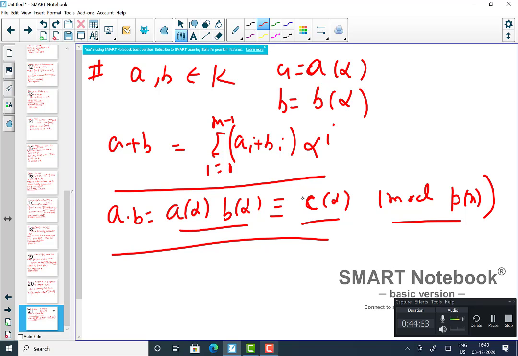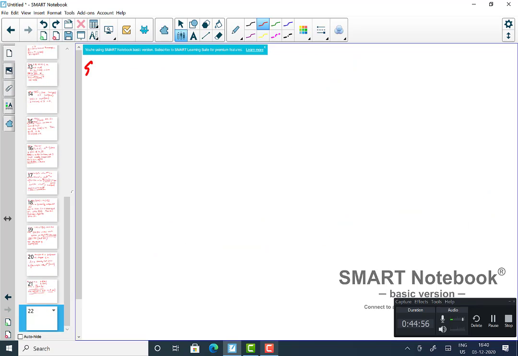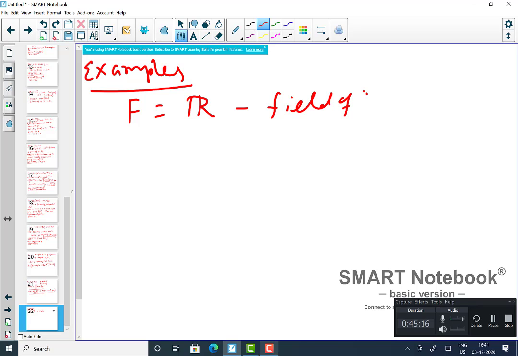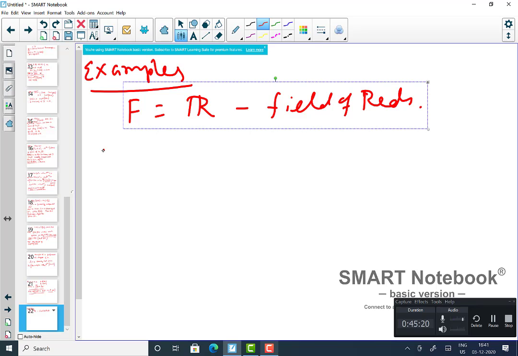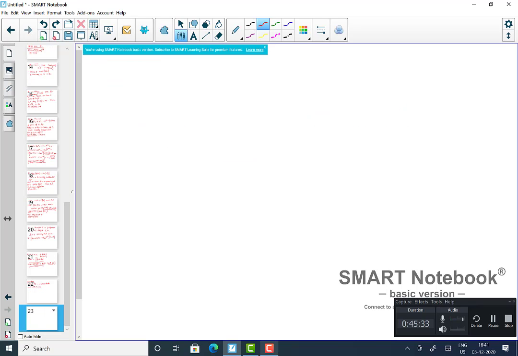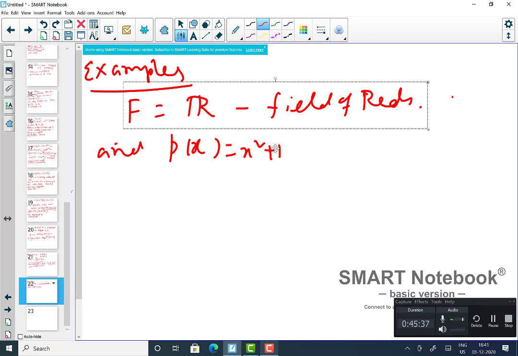Okay, so now let me give an example that is very essential: how do you find the field of complex numbers from the field of real numbers. In this case our field F is nothing but the field of reals, and my P(x) equals, say, x square plus 1. There are many ways of constructing that, but I'm taking this f(x).